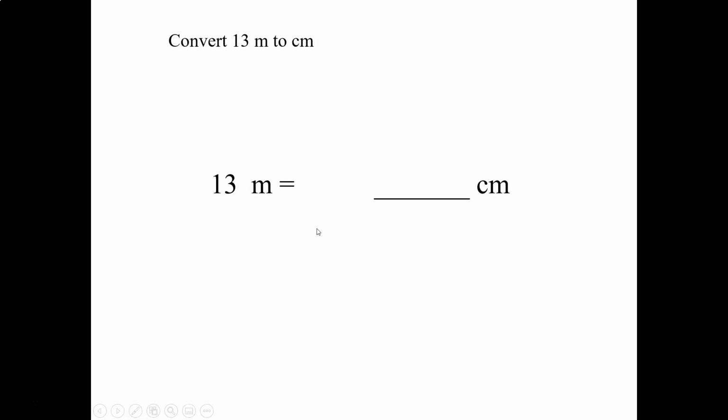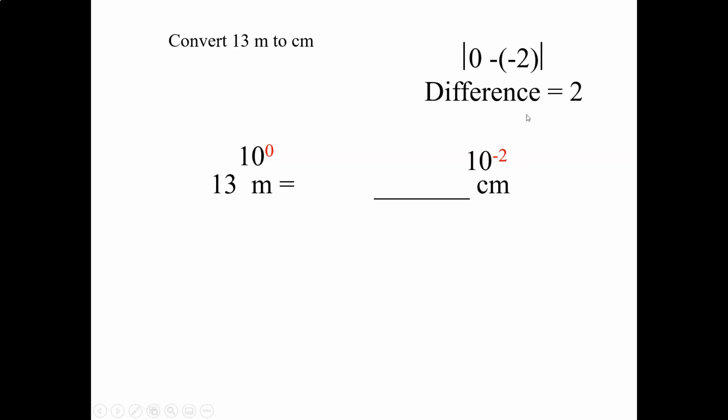So let's convert 13 meters into centimeters. First step is look for the prefix value. So here I've got 13 m. Now, m doesn't mean milli in this case. It means meter. So there is no prefix. So what do we write if there's no prefix? 10 to the 0. And above centi, we're going to write 10 to the what? 10 to the minus 2. So if I subtract these two numbers, I'm going to get 2. I take the absolute value of that, just get 2. It would take 2 hops on the number line to get from 0 to minus 2.